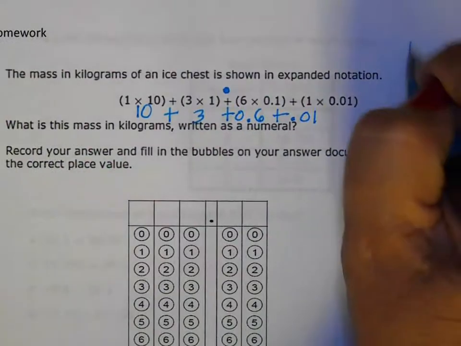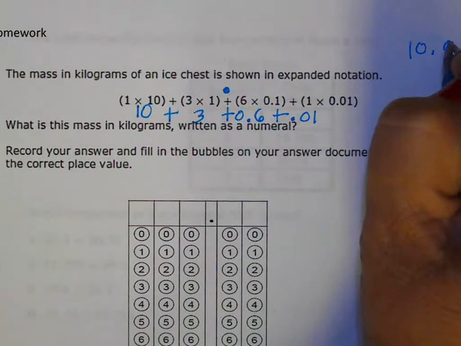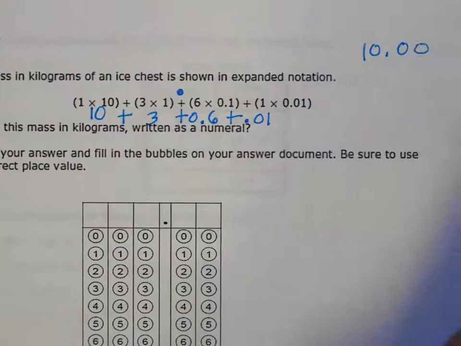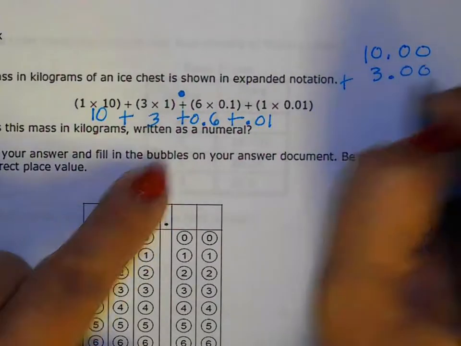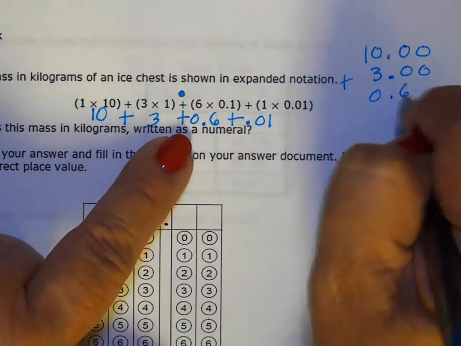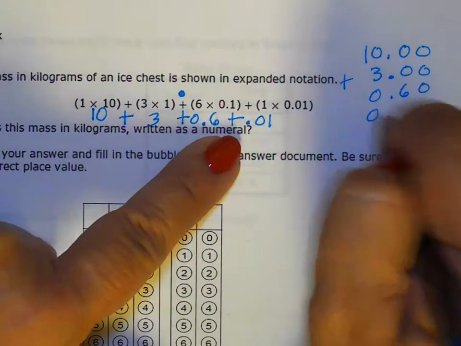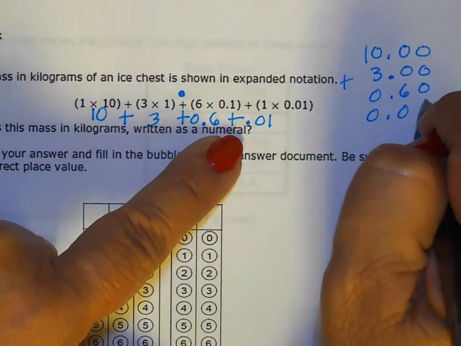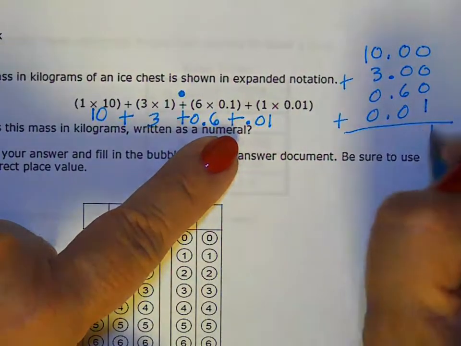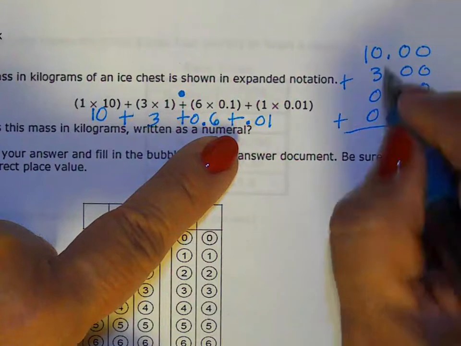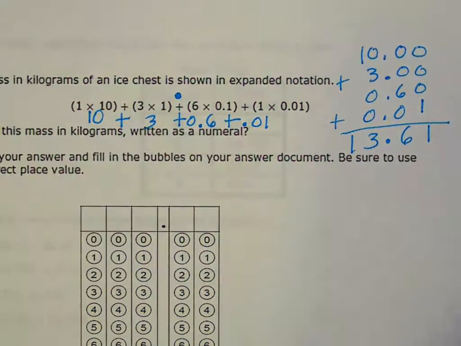Now I'm going to put this all together. One way that you can do it is just stack it. I have 10 plus, and here's my decimal point, 3. Here is my 6/10, and here is my 1/100. And then I can just add. So that's 1, 6, bring down my decimal point, 3, and 1. So that's 13 and 61/100. So if you couldn't see it, that's what you could do.